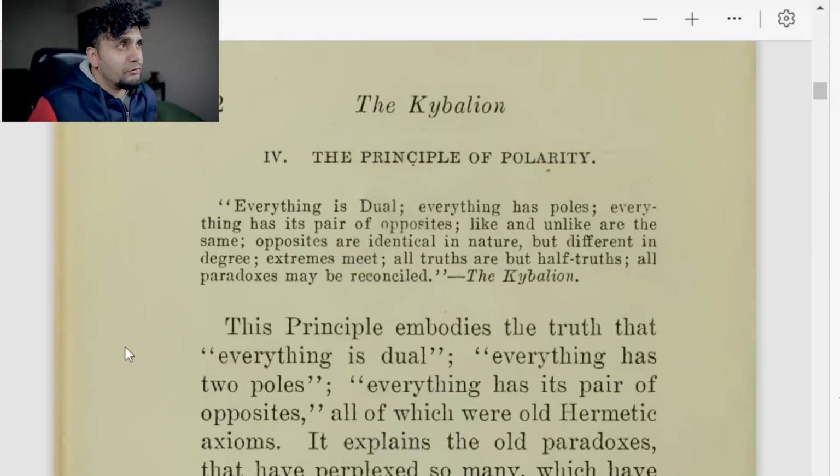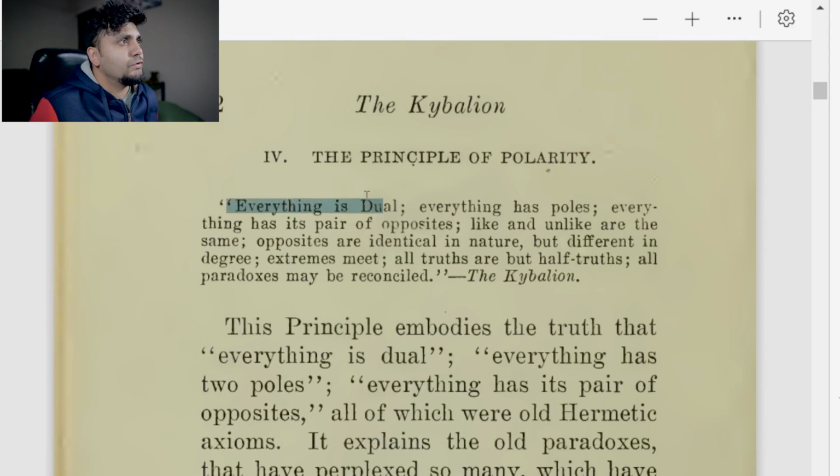The principle of polarity. Everything is dual. Everything has poles. Everything has its pair of opposites. Like and unlike are the same. Opposites are identical in nature, but different in degree. Extremes meet. All truths are but half-truths. All paradoxes may be reconciled.